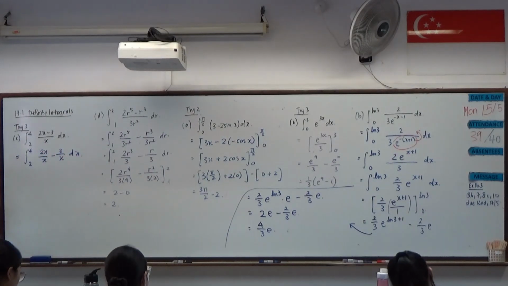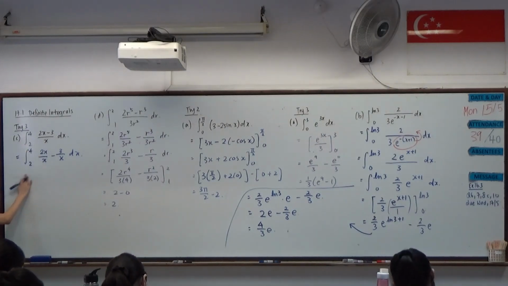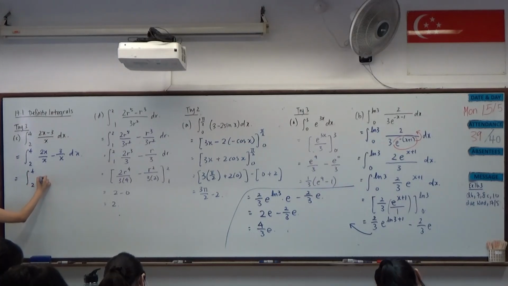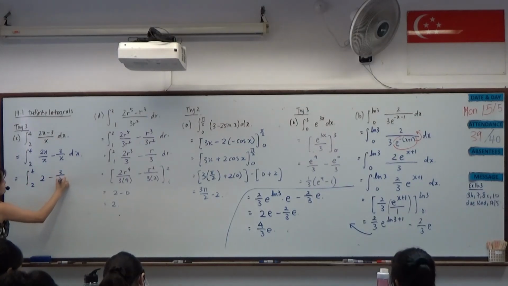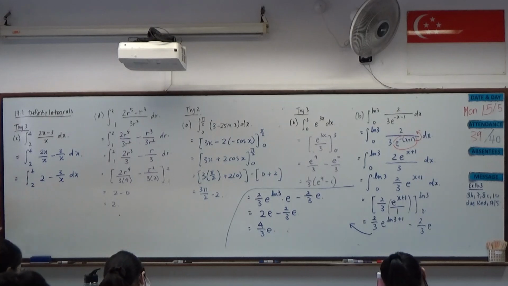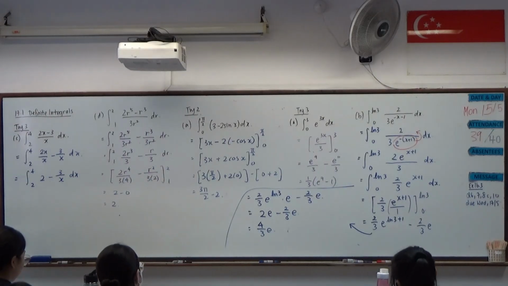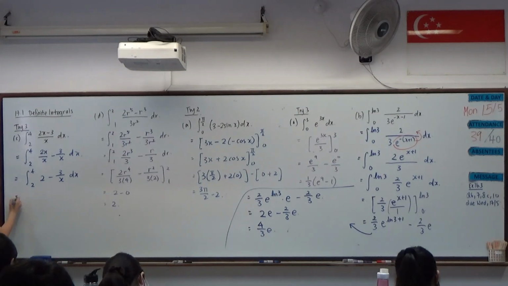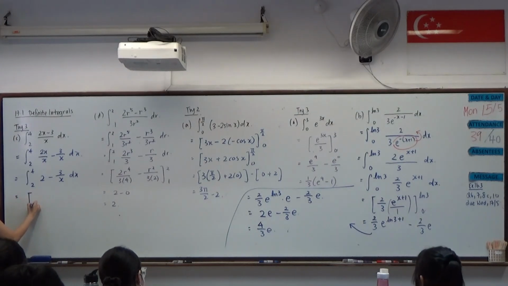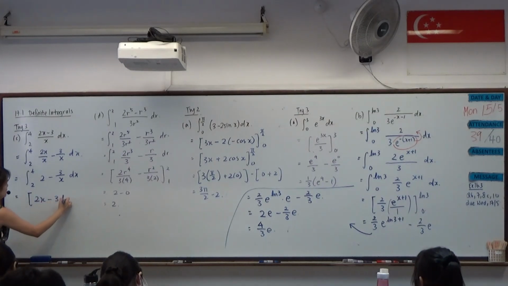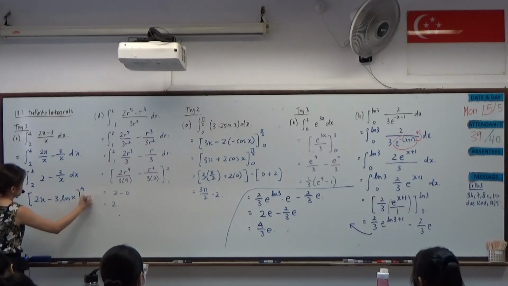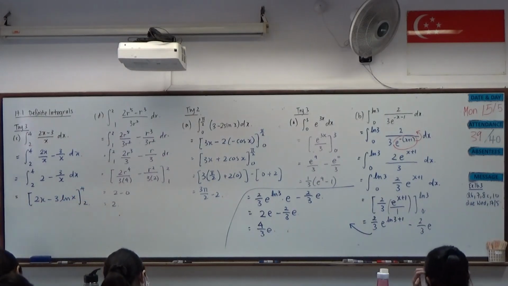For part C, we need to separate out into 2 separate fractions since the denominator is a single function, x. And then we simplify it to get 2 minus 3 over x. The x is actually a power of 1, so that means that when we integrate, we need to integrate into a ln. So we get 2x minus 3 ln x, with the boundaries 2 and 4.